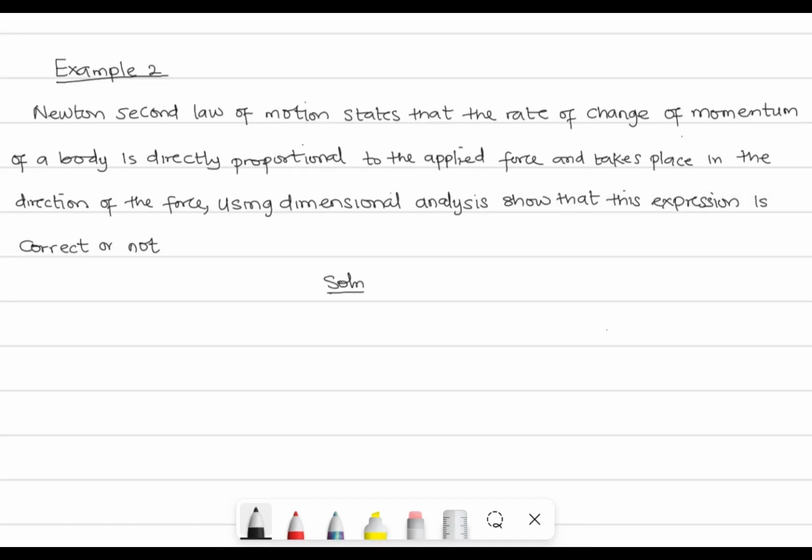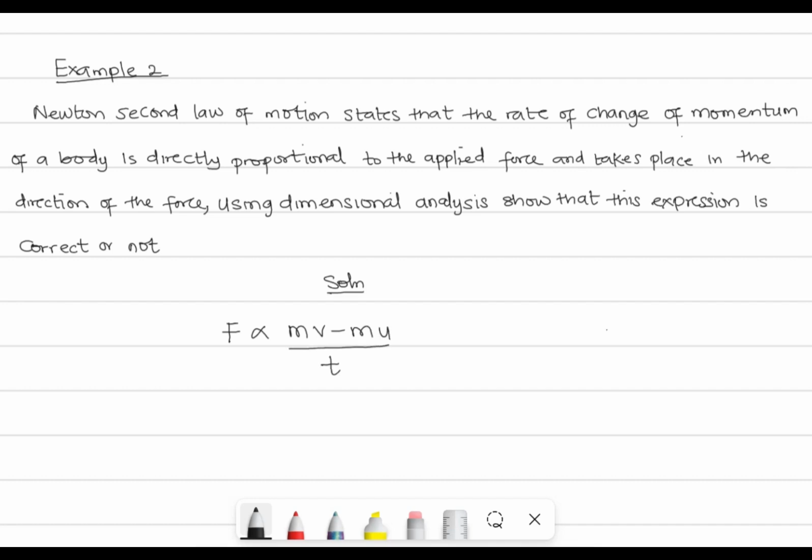Let's take example 2. Example 2 says Newton's second law of motion states that the rate of change of momentum of a body is directly proportional to the applied force and takes place in the direction of the force. Using dimensional analysis, show whether this expression is correct or not. I assume you know Newton's second law of motion. But by the way, we have that force is directly proportional to rate of change of momentum: F equals (mv minus mu) over t.